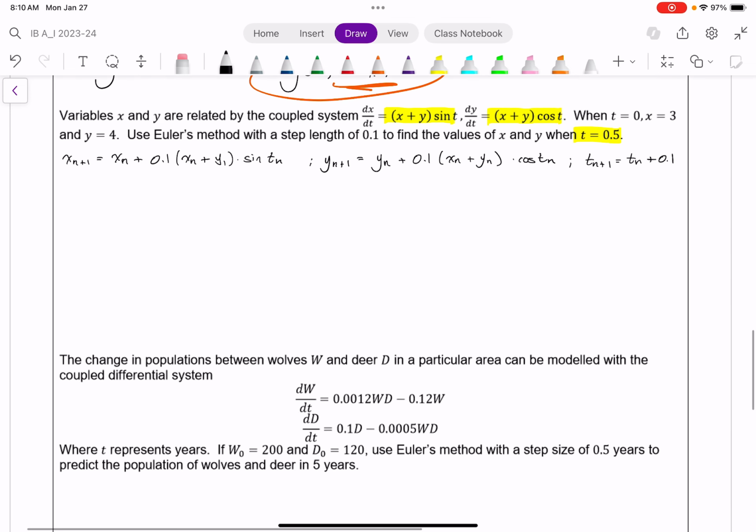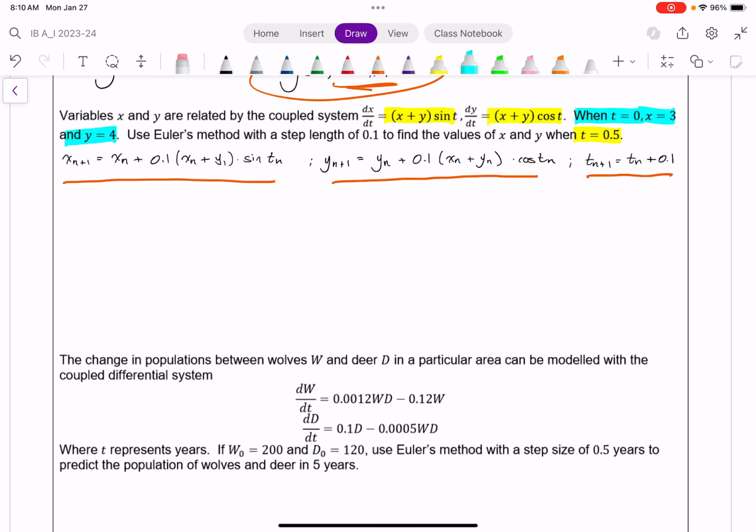It doesn't actually say. And so what I can do now is create, while these are the most important parts here, a system of 3 sequences. Depending on your GDC, you need to be aware of how to do that. But with each of these sequences, I also know the starting amounts. Notice t starts at 0, x starts at 3, y starts at 4. Those are like our t naught, x naught, y naught. And maybe let's write those down. So x naught equals 3, y naught equals 4, and t naught equals 0.